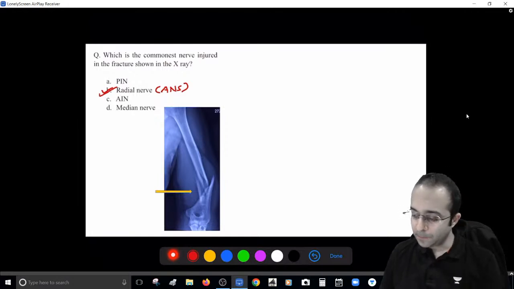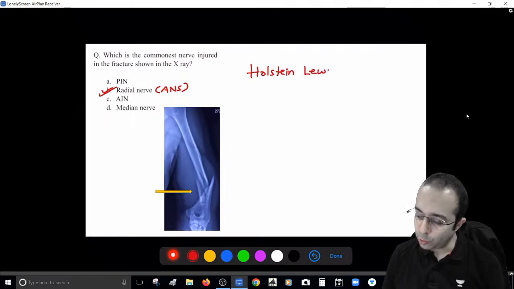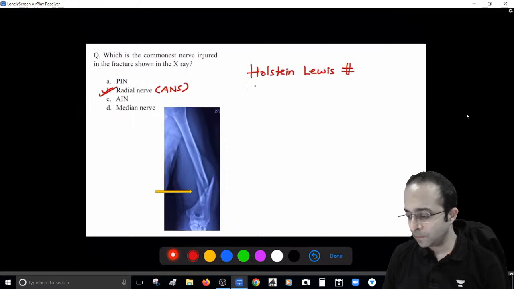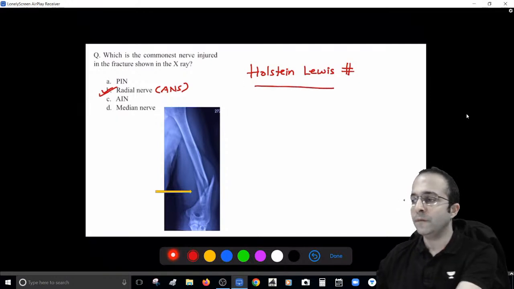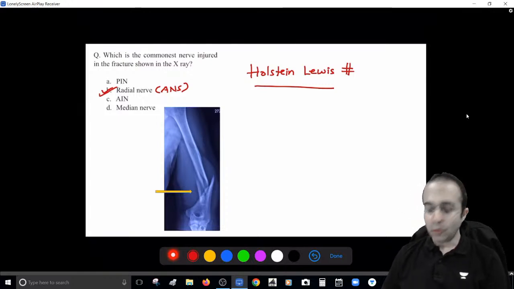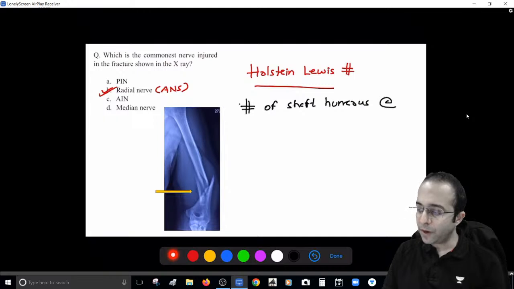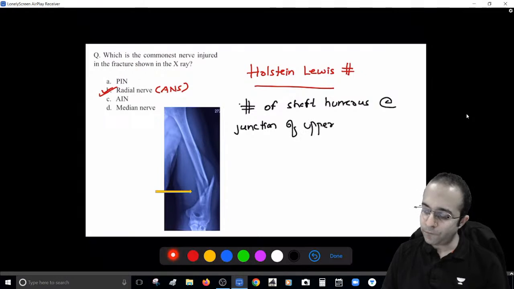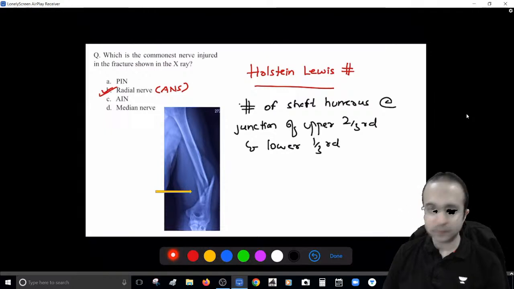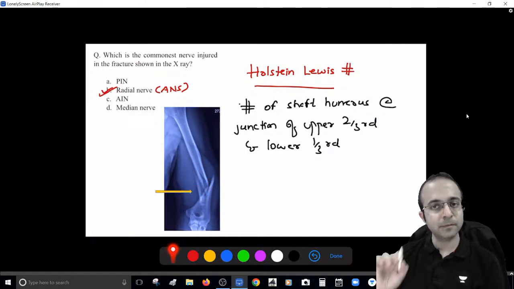But let me be very clear. What you have in front of you is the Holstein-Lewis fracture, to be specific, guys. Holstein-Lewis fracture tends to be a fracture of the shaft of the humerus. This fracture classically involves the junction of the upper two-thirds and the lower one-third of the humerus. You can pretty much see this is the upper two-thirds, this is the lower one-third. That's where the fracture is.